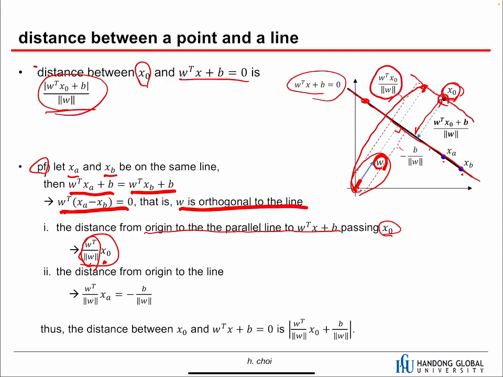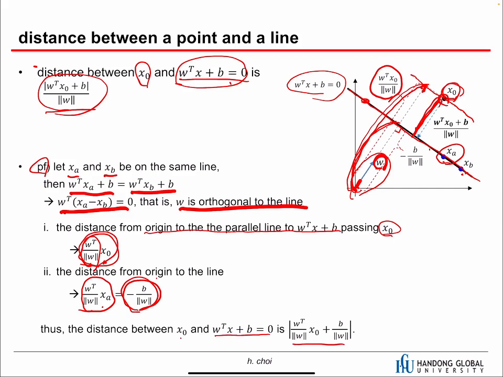And then what we are interested in is this distance. So we have to calculate this one, because since we have this one, now we have to calculate this one. Okay, then the distance from the origin to the line, let's say we have xA on the line, so we can get this one. And then, as you know, this one is this line. So with this equation, this one is actually this one. Okay, then the distance between x naught and this line is this one minus this one. So this is what we have. This is exactly the same as this one. Okay, so now we can calculate the distance between a point and a line.